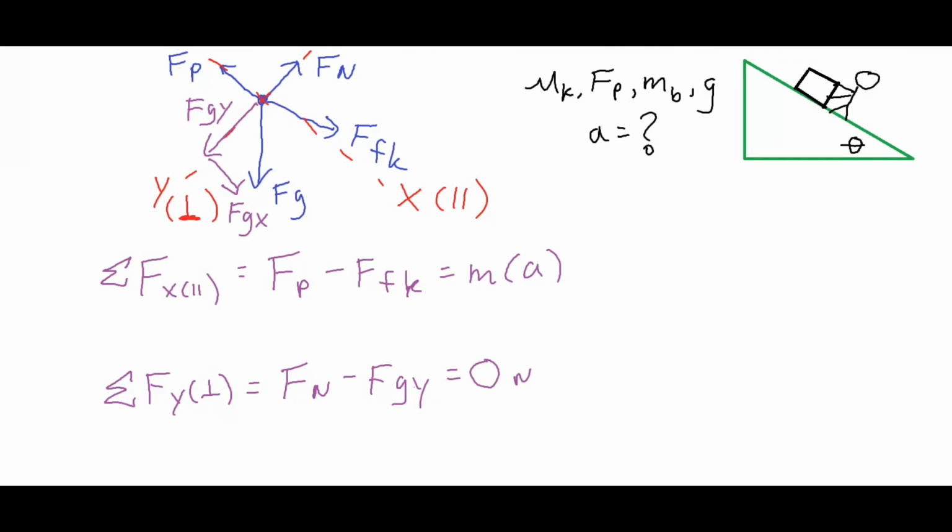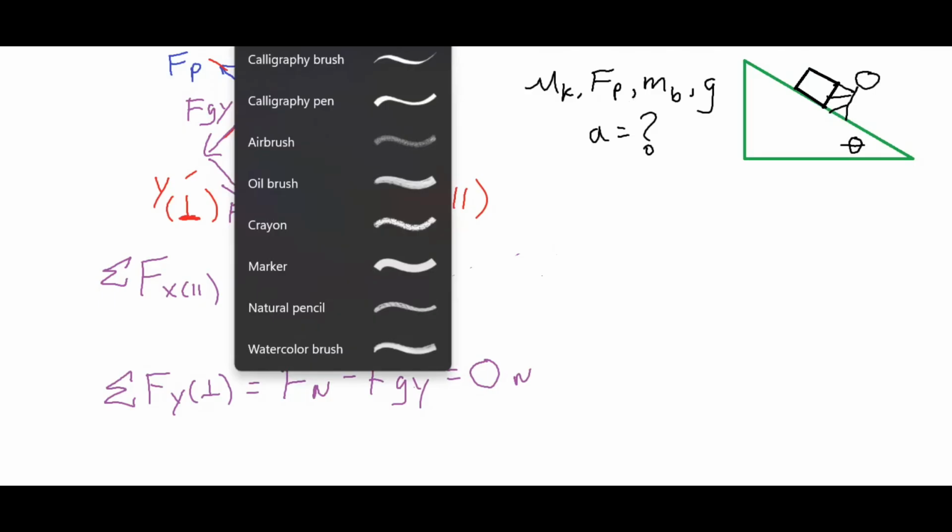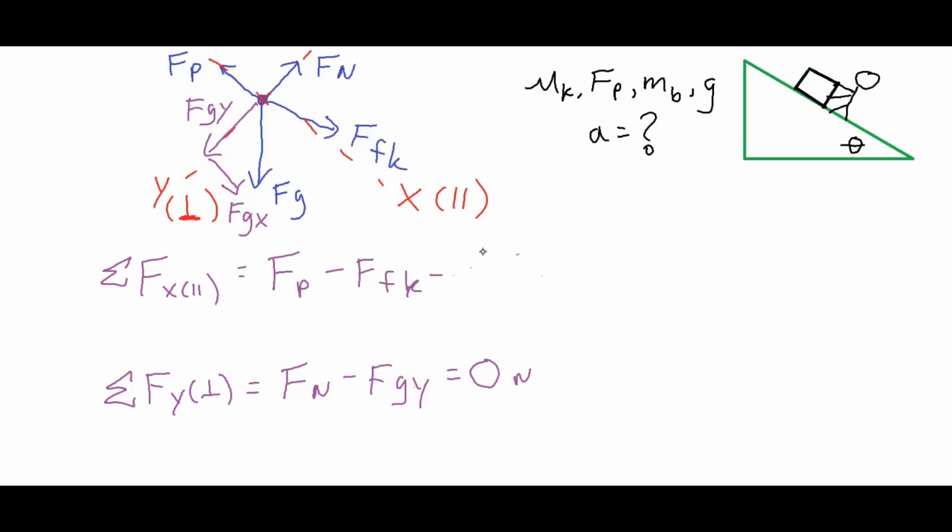Okay, actually I noticed I made a mistake in the first part. We have Fp minus Ffk, and then also I forgot to subtract my Fgx, because that's going down the ramp as well.